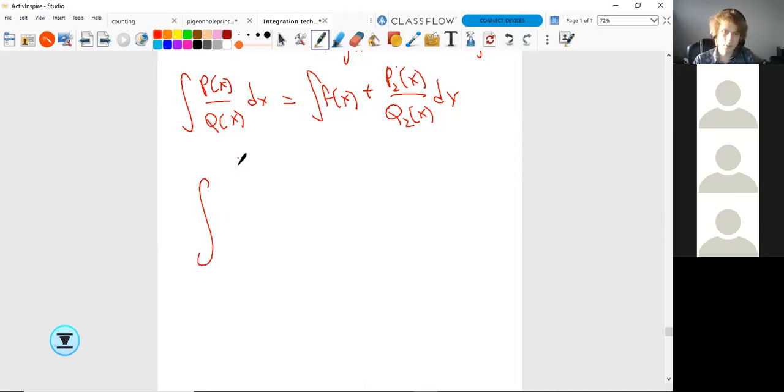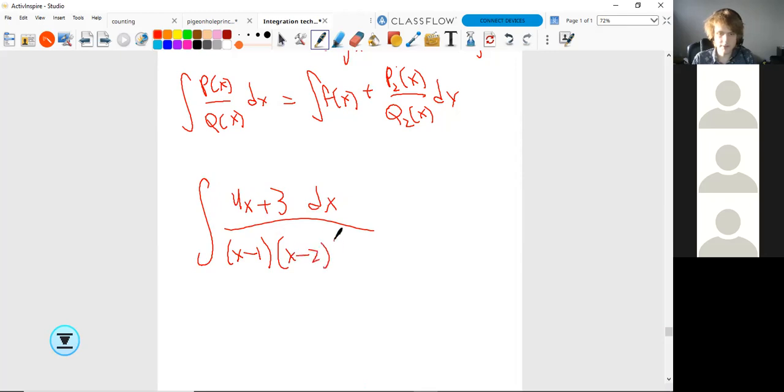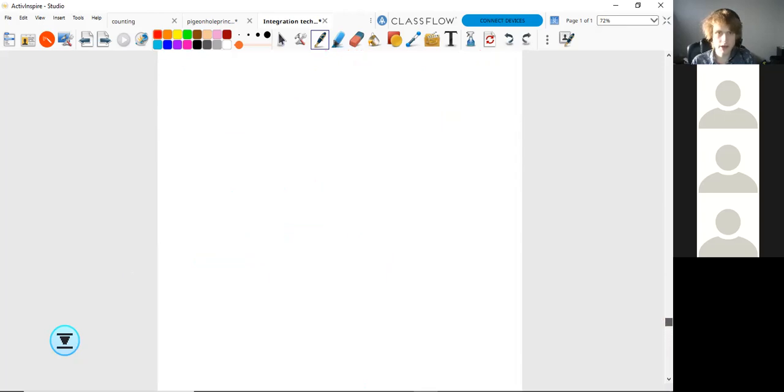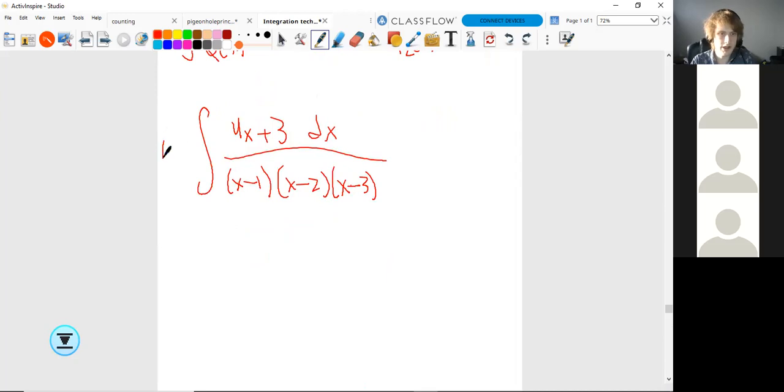So let's say we're taking the integral of 4x plus 3 dx over x minus 1 times x minus 2 times x minus 3. We'll do this simple one for now. So first thing that we want to do, who here has seen the method of partial fraction decomposition? Yes. So we're going to want to perform that algorithm.